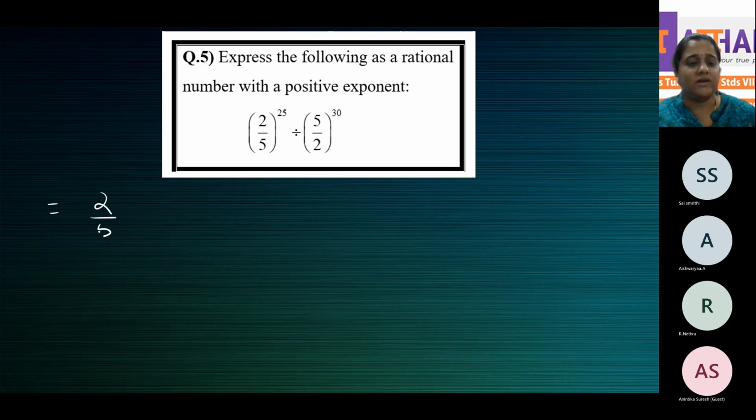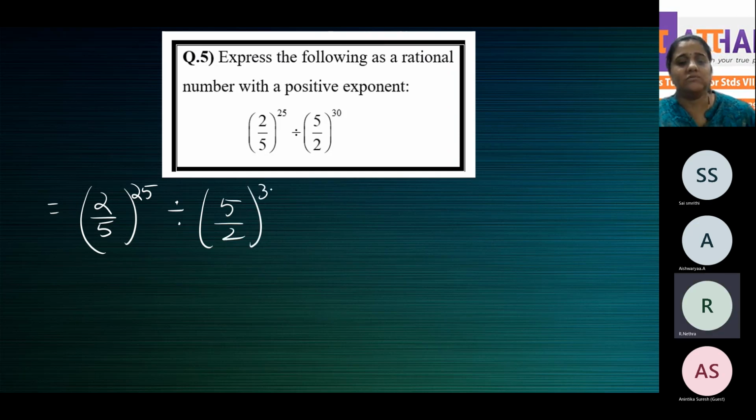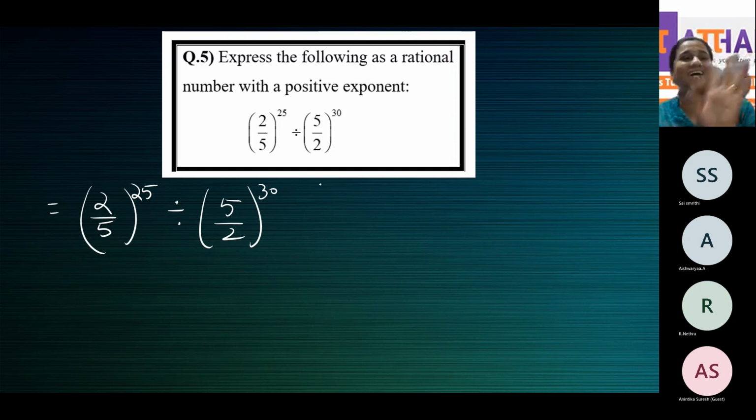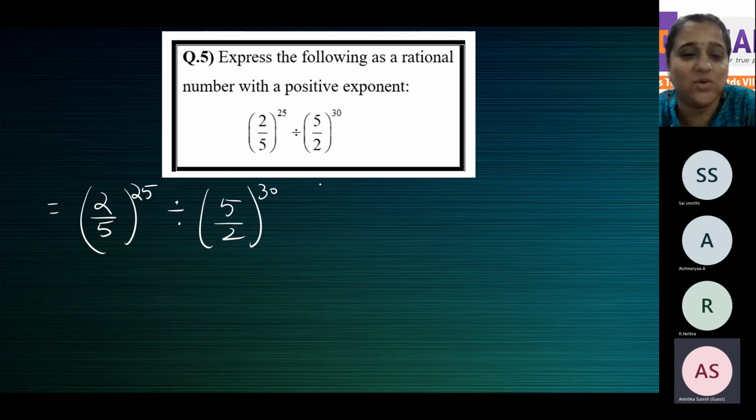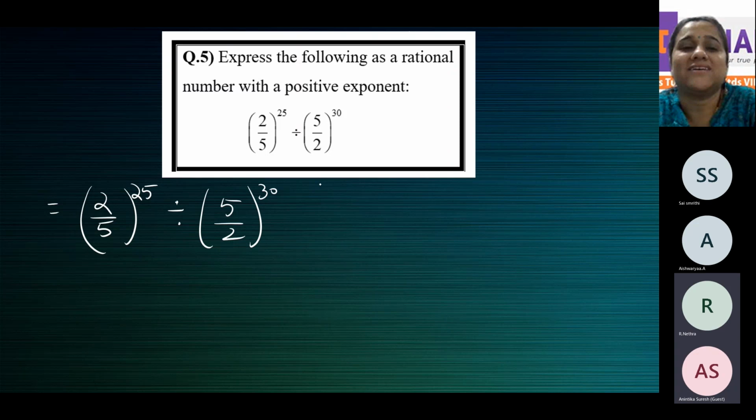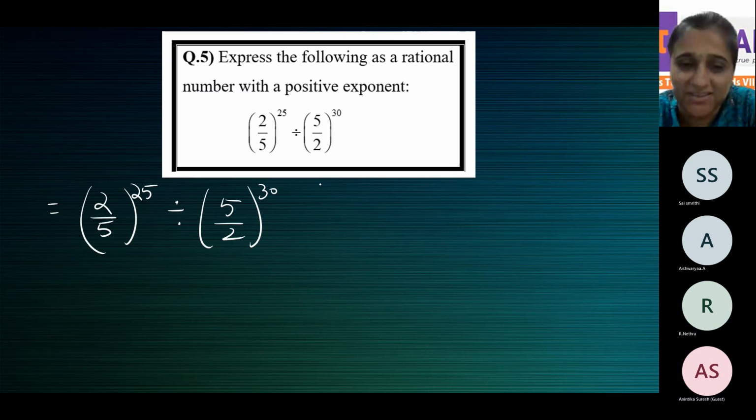2 by 5, the whole power 25, divided by 5 by 2 to the power 30. Miss, it is 2 by 5 divided by 5 by 2 to the power of 25 minus 30. No. There is no rule like that, because the base is different and also the exponents are different. So you cannot apply the rule.